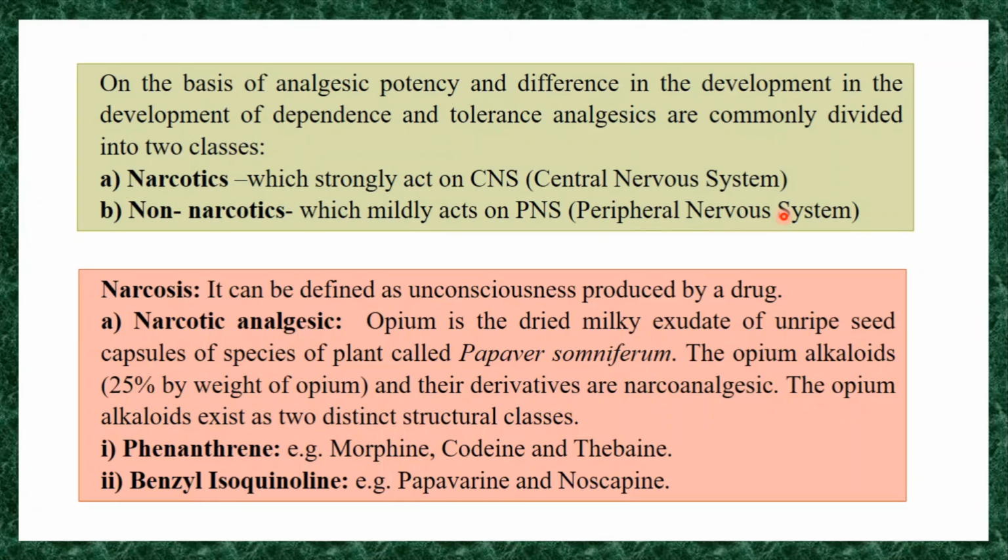Now we will see narcosis. What is meant by narcosis? It can be defined as unconsciousness produced by a drug. So narcotics are the drugs which induce abnormally deep sleep and produce increased tolerance to pain, lessen the perception of external stimuli and give a feeling of well-being, that is called euphoria.